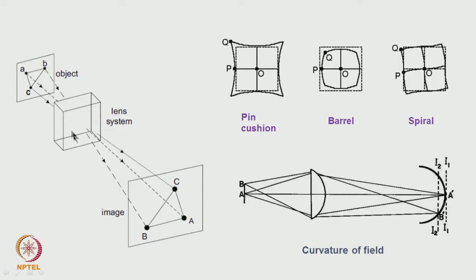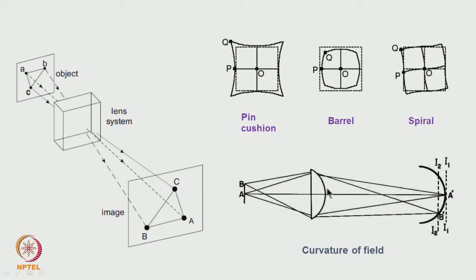Then there is another distortion which can come, in which the image is not formed perpendicular to the optic axis for an object. Like in this case, for a plano-convex lens, you can see that the image is formed in a curved space. So, this is also another type of aberration.